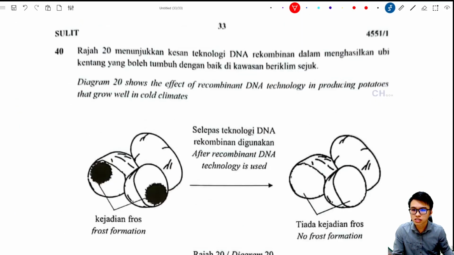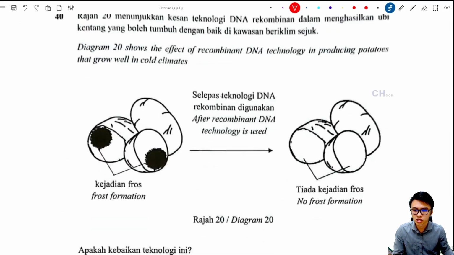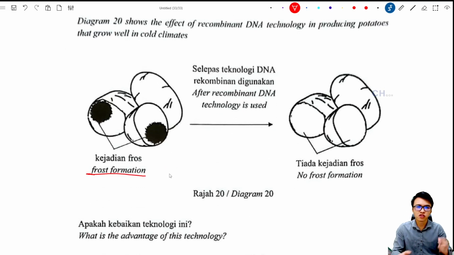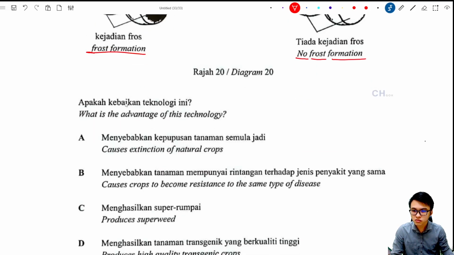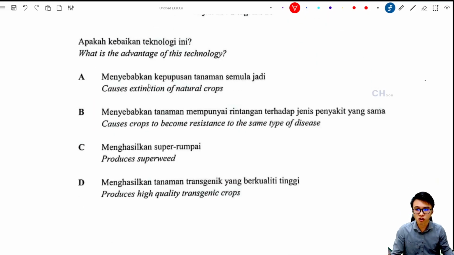Okay, last one, guys. Diagram 20 shows the effect of recombinant DNA technology in producing potatoes that grow well in a cold climate. We have the frost formations here. If we use recombinant DNA technology, we change the DNA a little bit, putting in DNA that can resist the frost, then we will have a stronger potato which has no frost formation. So what is the advantage of this technology? Of course, we can produce high quality transgenic crops. The answer here is D.